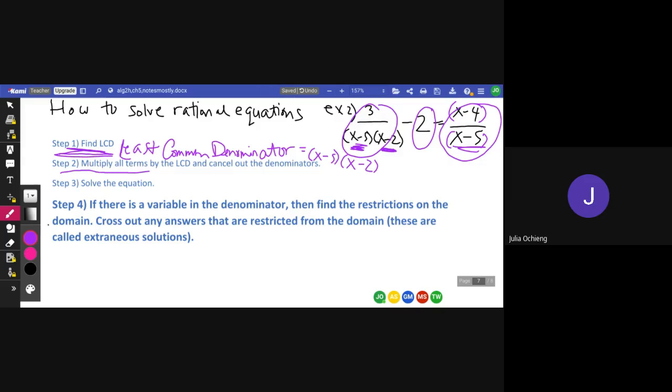Step 2, multiply all terms by the LCD, and the point of this is to cancel out all the denominators, so I want to get rid of all the fractions. So we're going to do step 2.